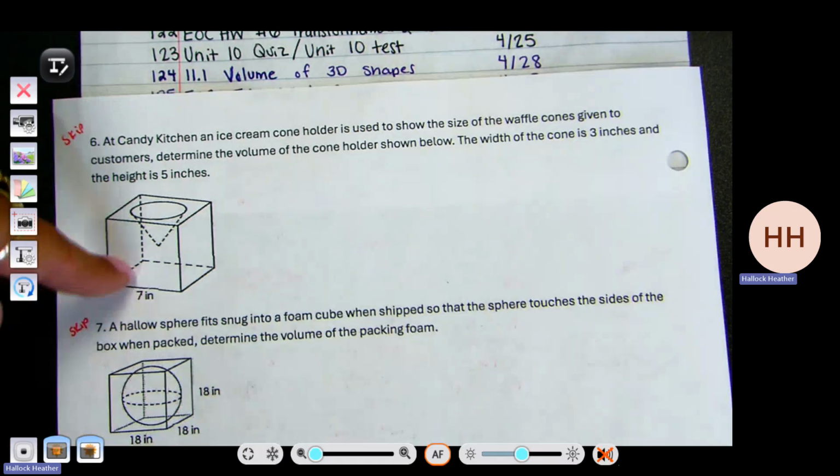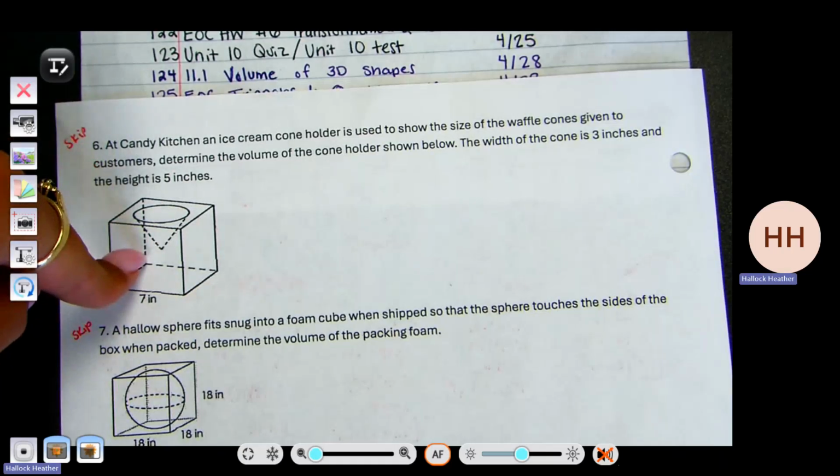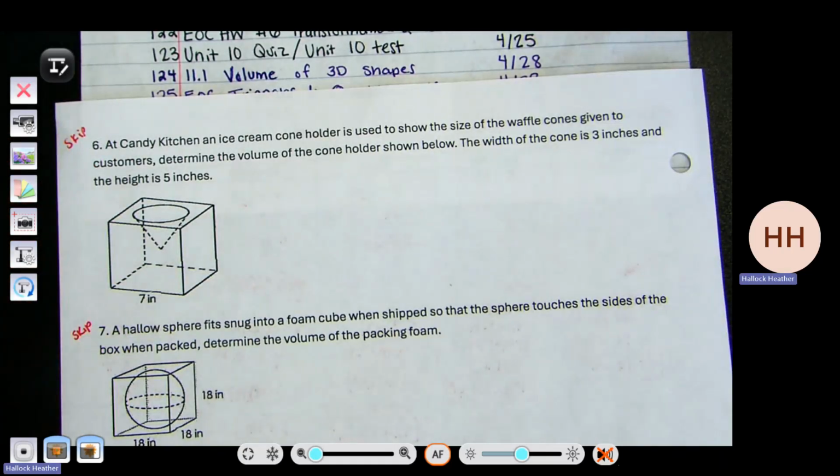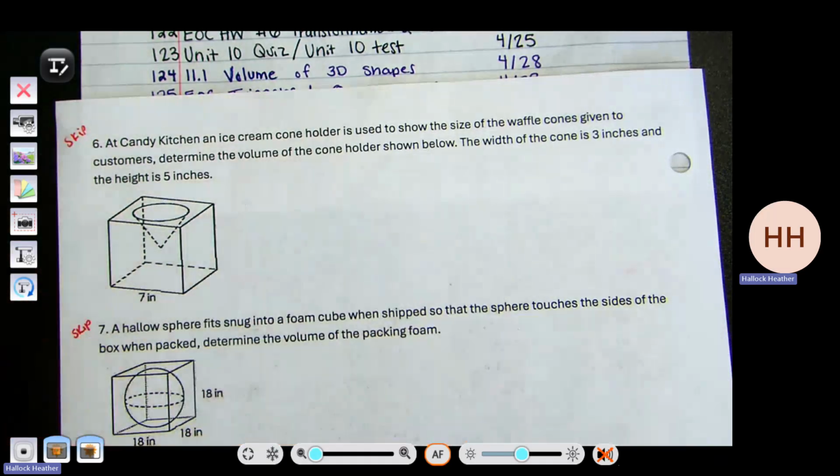So we have two shapes. We need to find the volume of the cone holder. So would it make sense to add the shapes together or subtract them? Subtract them because there's a gap. It's hollow where the cone is actually being placed. So we're basically going to find the two volumes and then we're going to subtract the difference.